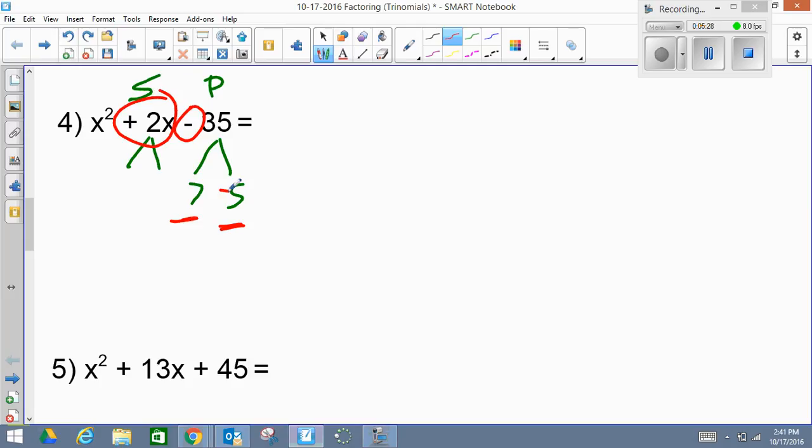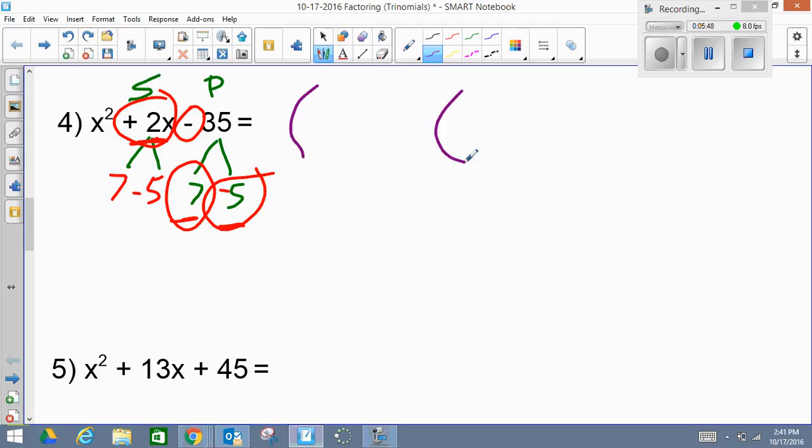So in that case, the 5 is negative. So my two numbers are 7 times negative 5. Let's double check. 7 times negative 5 gives you negative 35. 7 minus 5 gives you the 2. So I got my numbers. All right, so we're ready.